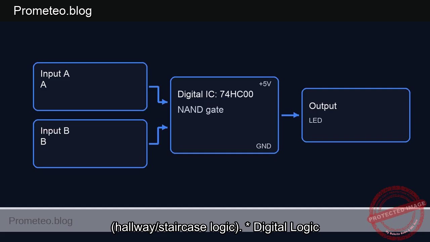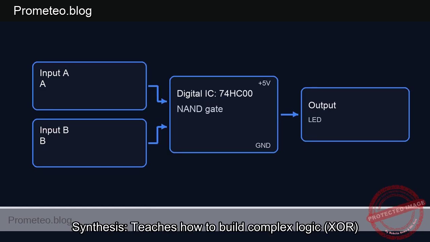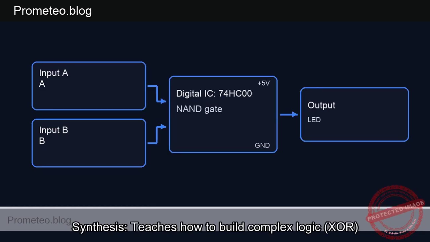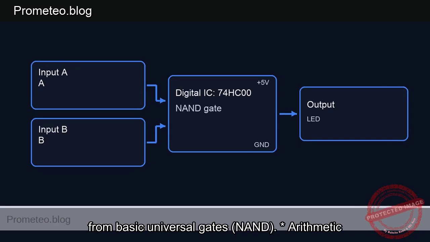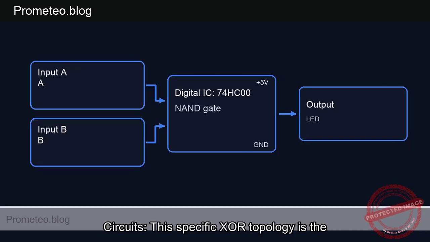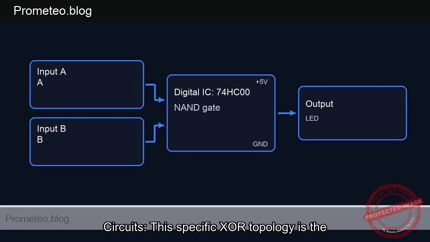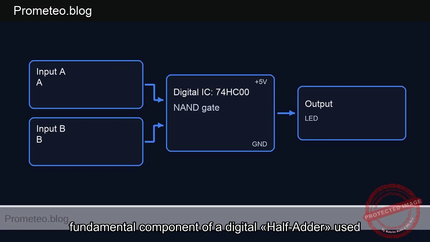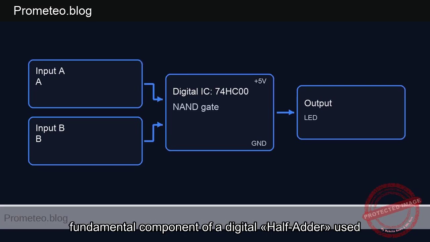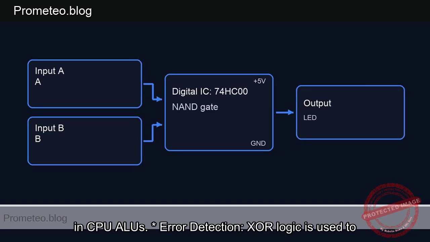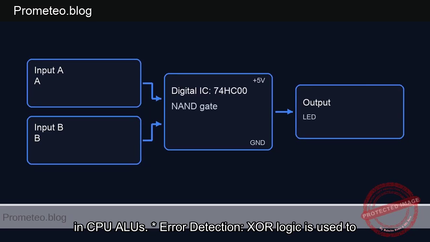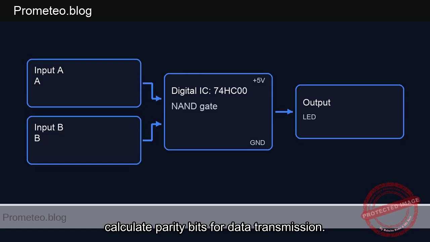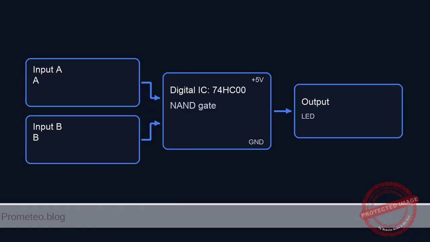Second, digital logic synthesis. It teaches how to build complex logic, XOR, from basic universal gates, NAND. Third, arithmetic circuits. This specific XOR topology is the fundamental component of a digital half-adder used in CPU ALUs. Fourth, error detection. XOR logic is used to calculate parity bits for data transmission.